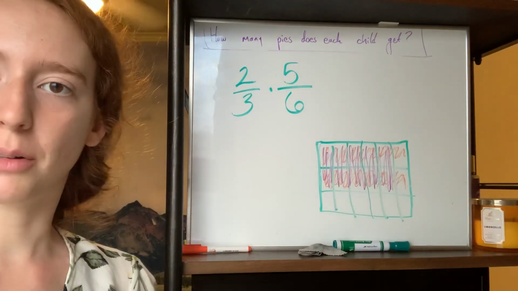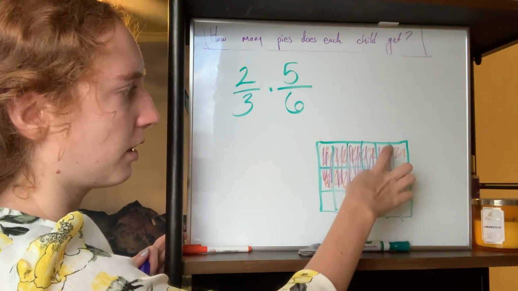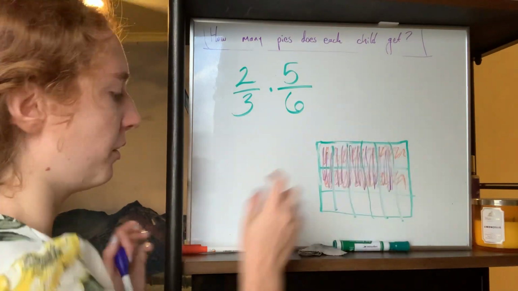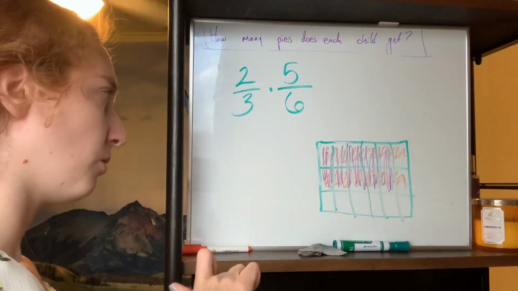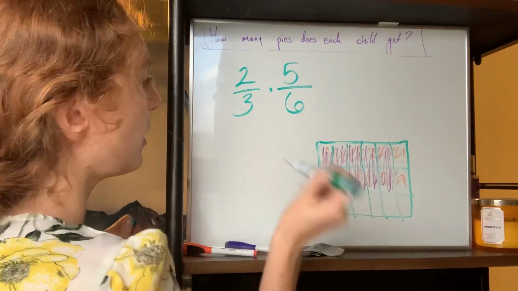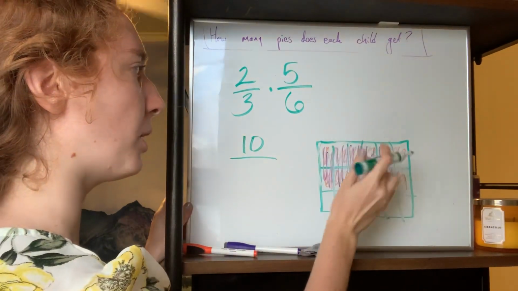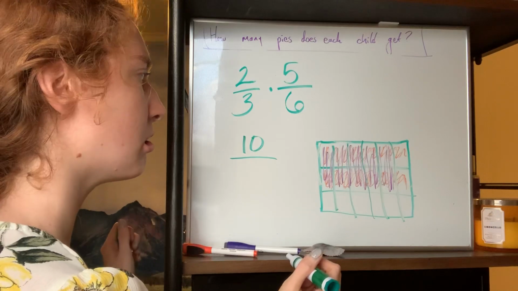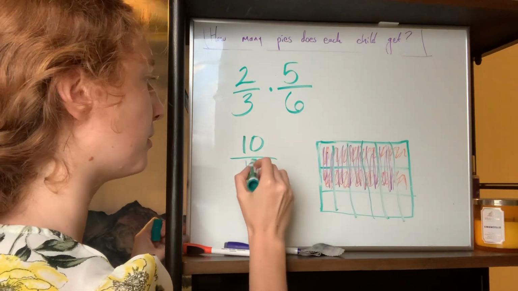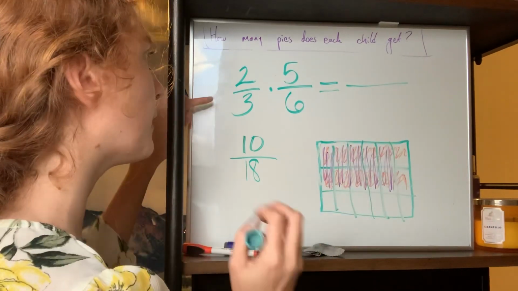So all in all, how do I denote what I've just double shaded? That's again this region right here. Well, if I count them out, I'll see that there are 10 squares that have been double shaded. Out of a total, how many boxes did I make within this 1 by 1 square? 18.